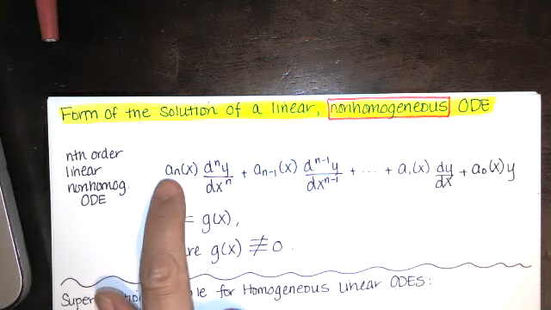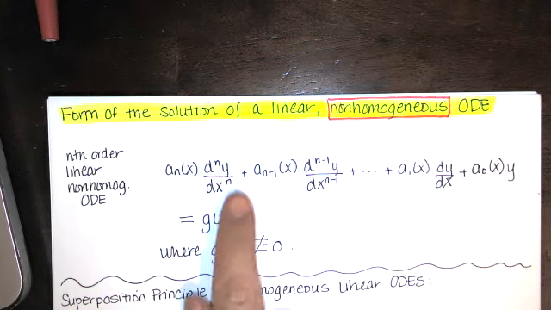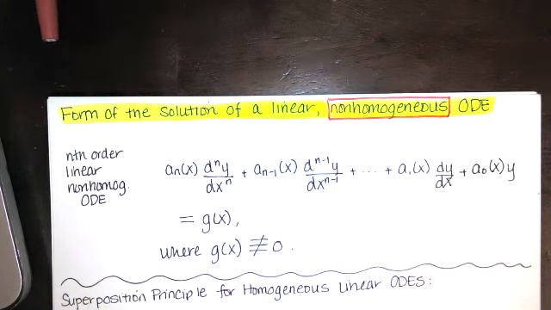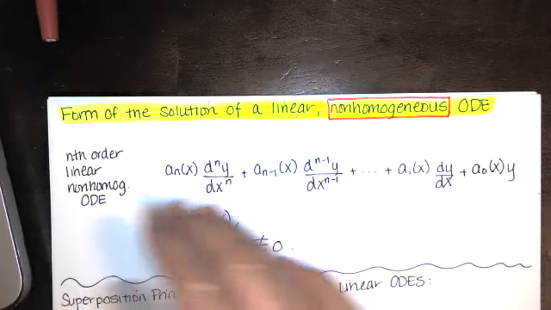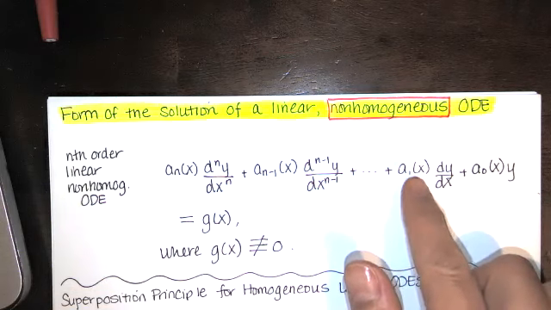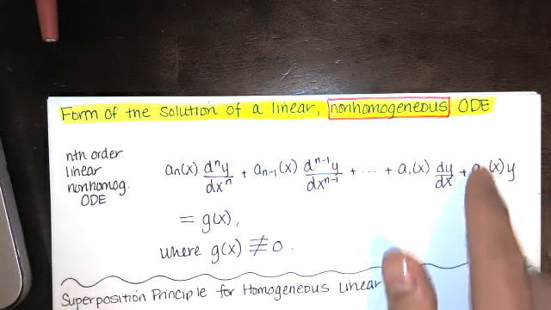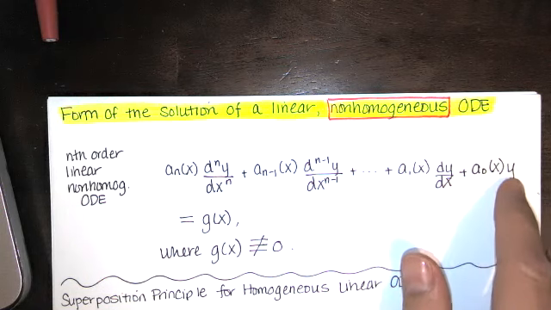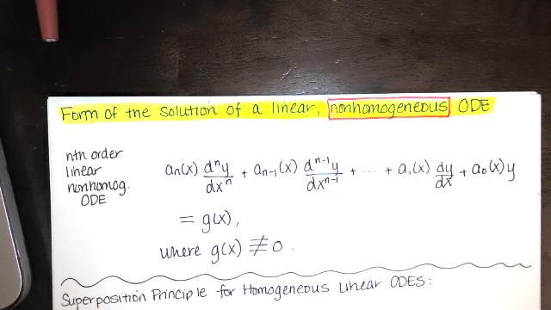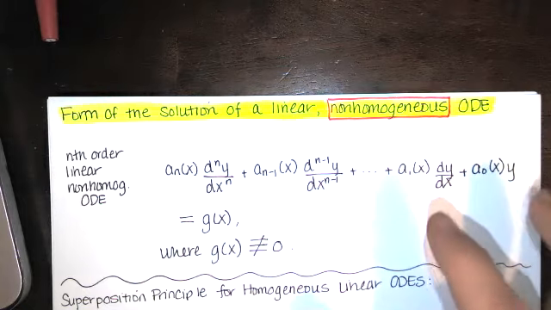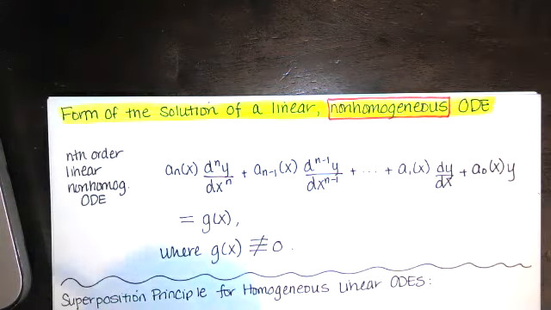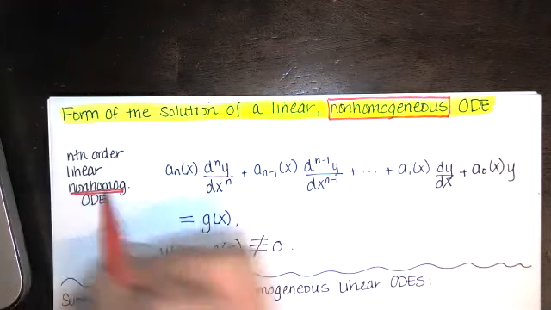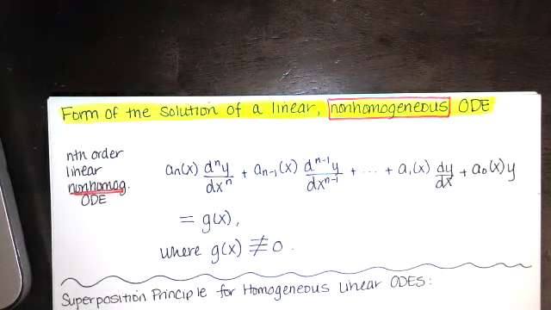So you've got that coefficient function times the nth derivative, plus a coefficient function times the next lower derivative, plus another coefficient function times the next lower derivative, and so on, until eventually you have a coefficient function times the first derivative, plus a coefficient function times your dependent variable, and that's going to equal some function on the right-hand side. Now, if a differential equation can be written like this, and this function on the right-hand side is not equal to the zero function, that's what makes this a non-homogeneous ordinary differential equation.